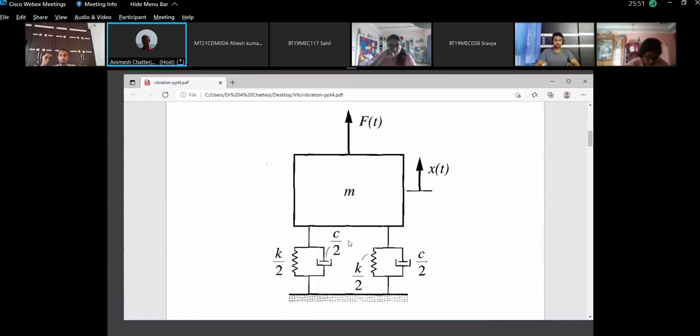If I draw a single spring, single damping, what will be the value of the spring stiffness? See, I can replace this by a single spring. What will be the value of that single spring stiffness? K. It will be K. And if I replace by a single damper, it will be C. So why am I doing a drama? ऐसा हम दो अलग अलग क्यों बनाए? दो पैर क्यों बनाए?